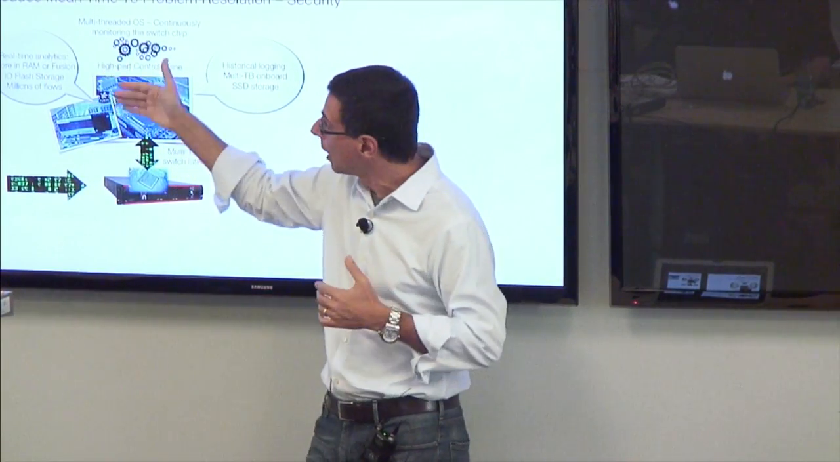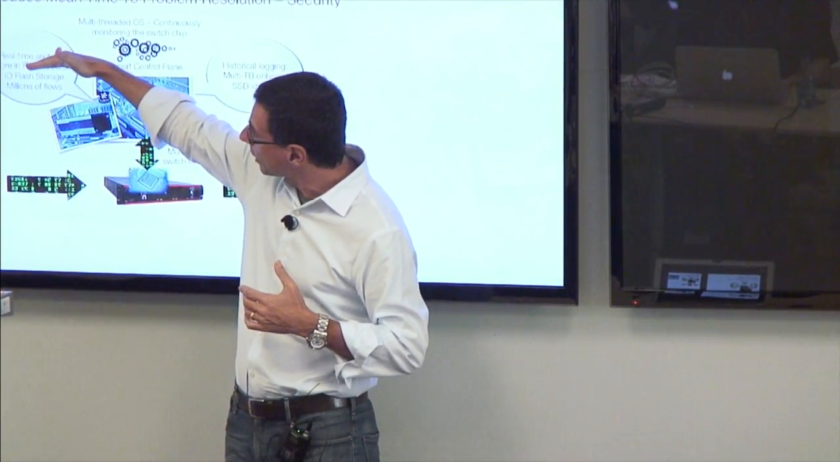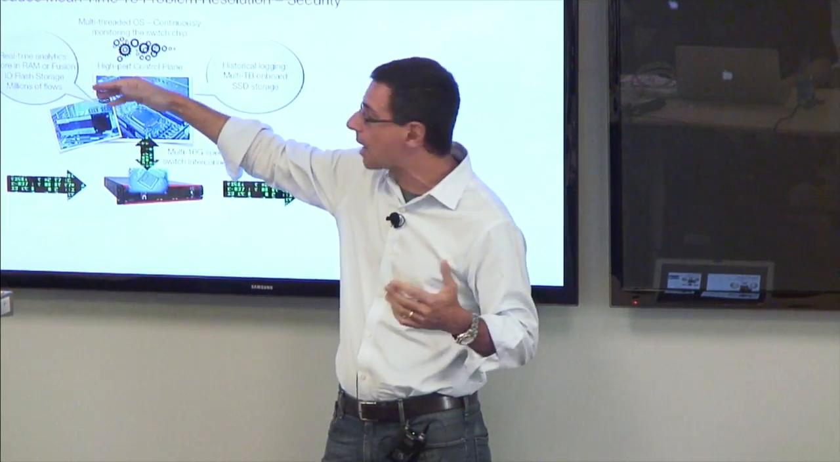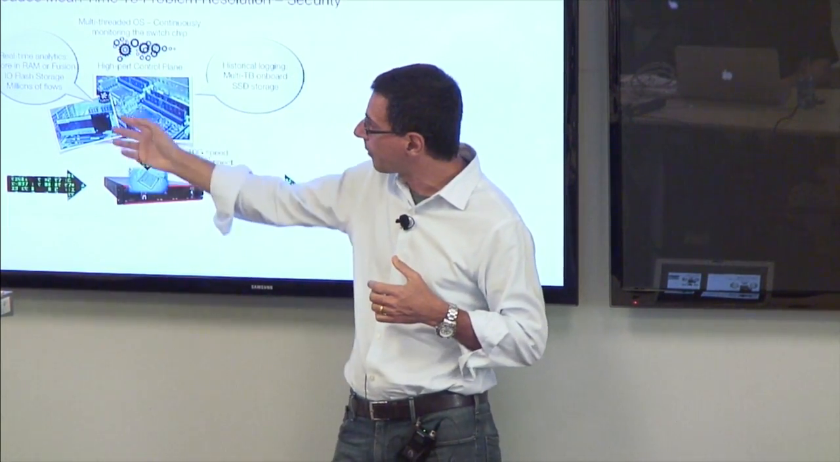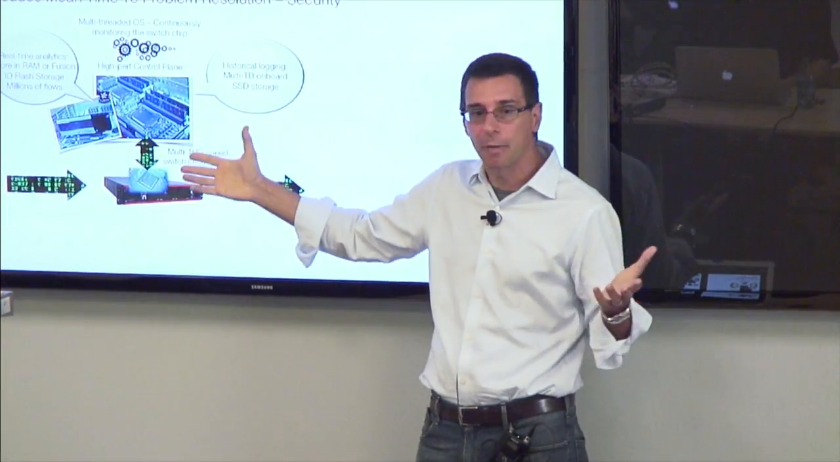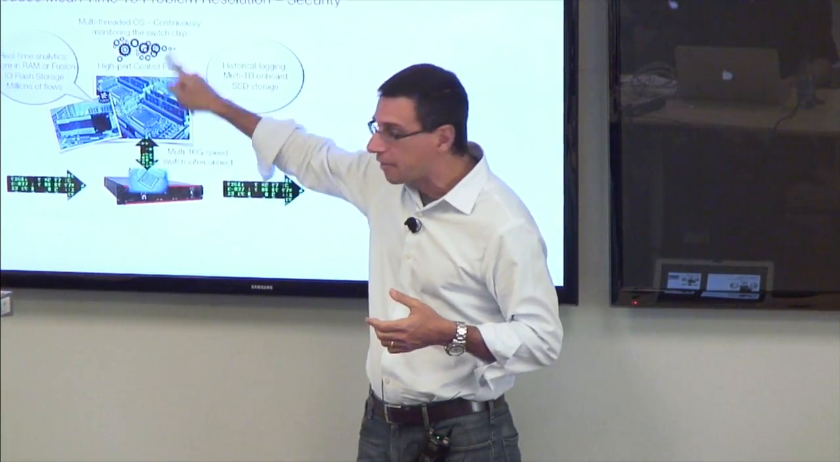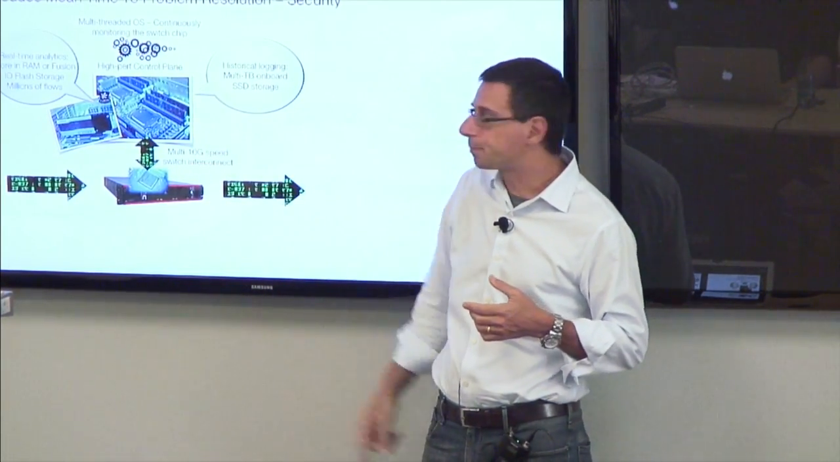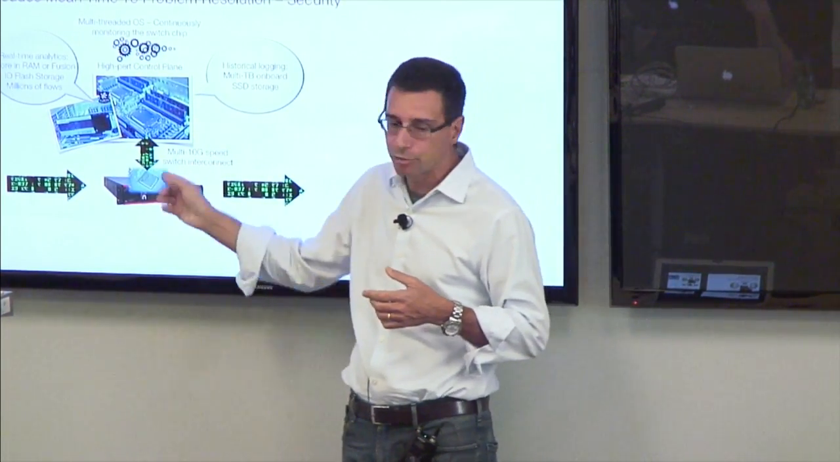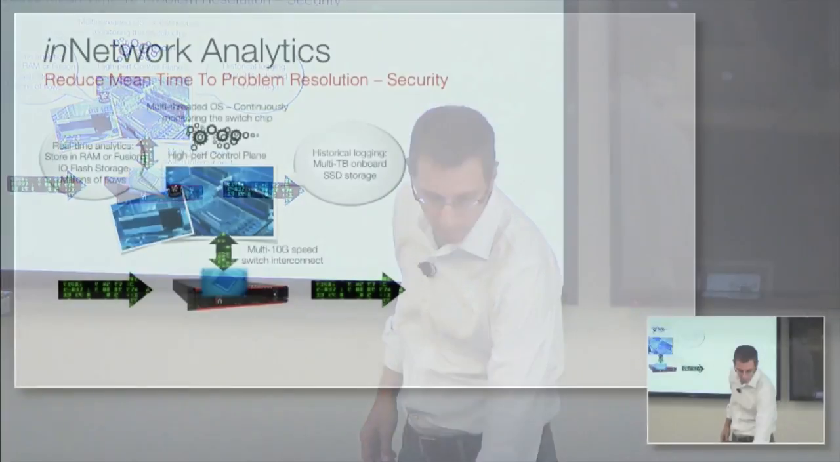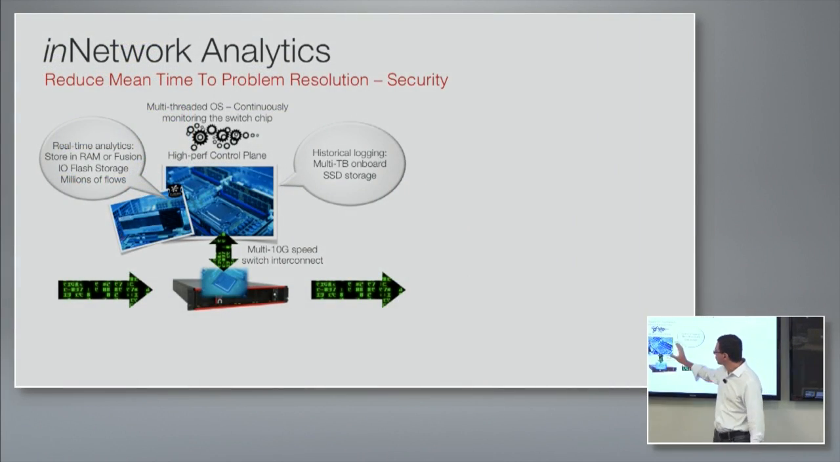Then we record it, and create an entry in a hash table. We can dump the hash table either in our RAM or in a Fusion IO, very fast flash storage. And then at that point, we just keep reading very fast the different counters and congestion information from the chip. When the information ages out, we transport it to colder storage, such as the SSD that we have on board. We can have multi-terabit SSD.